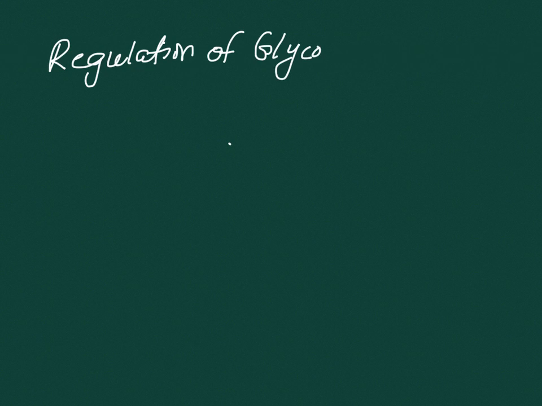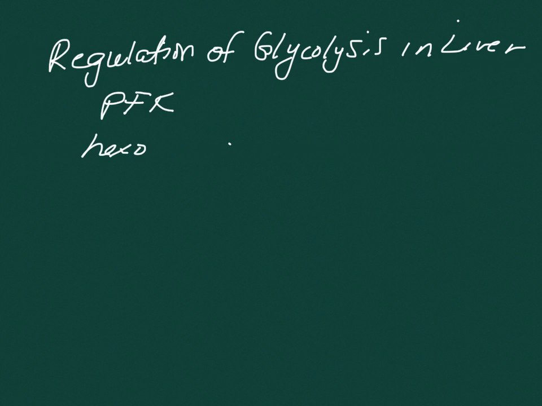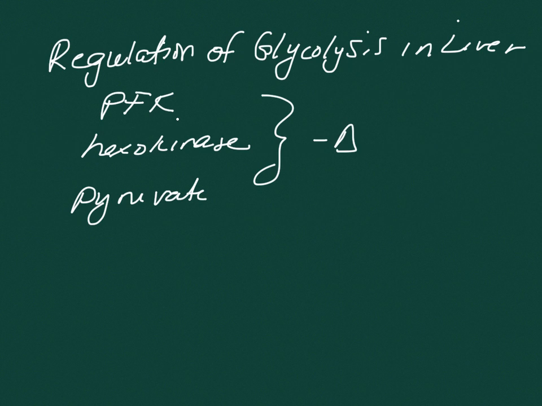Alright, now we're going to look at the regulation of glycolysis in liver. Again, we're going to look at PFK, hexokinase, and pyruvate kinase. These are the three steps that have a negative delta G in glycolysis.